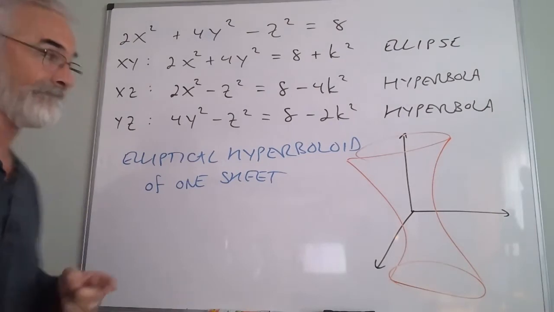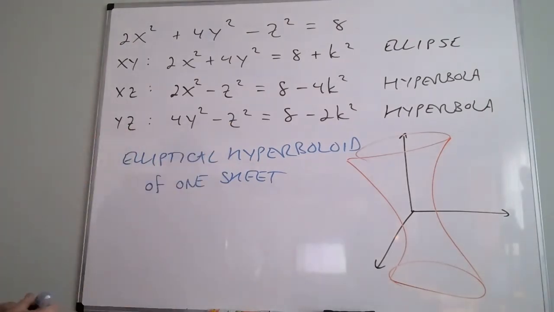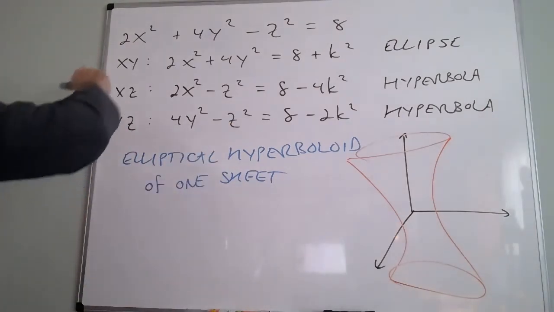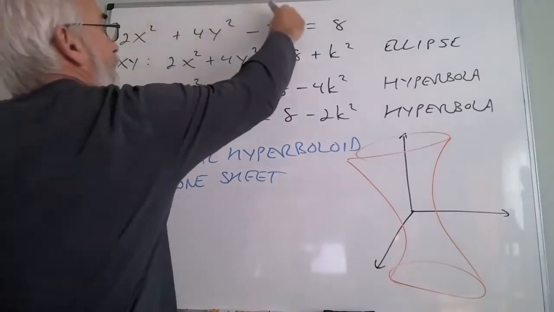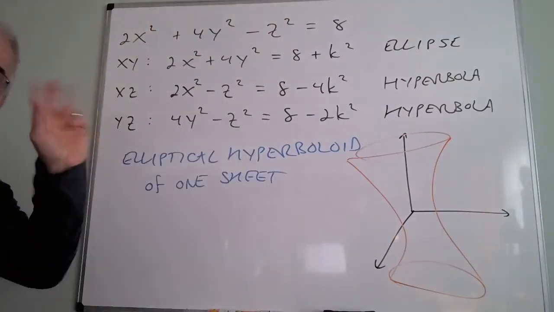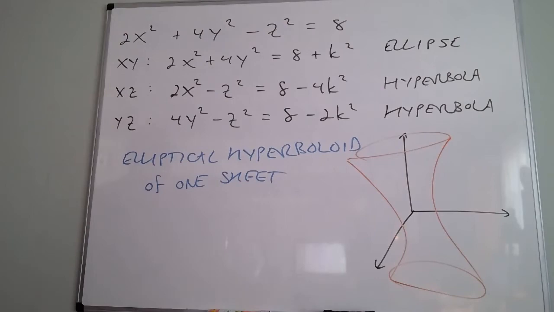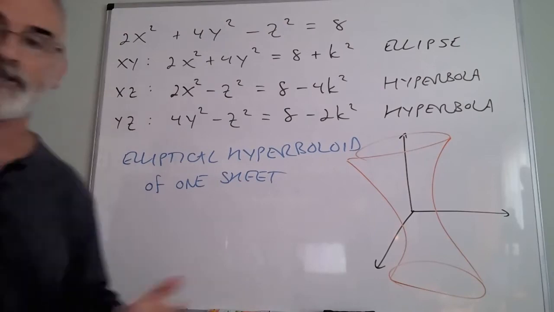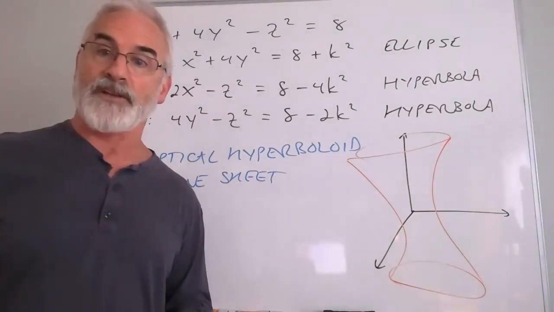An elliptical hyperboloid of one sheet, because it turns out there's more than one type of elliptical hyperboloid. So this is one I do not memorize, okay? You notice all of the variables in this case were squared, but I have signs that are changing. Because I have opposite signs, that's where the hyperbolas are coming from in the cross sections.